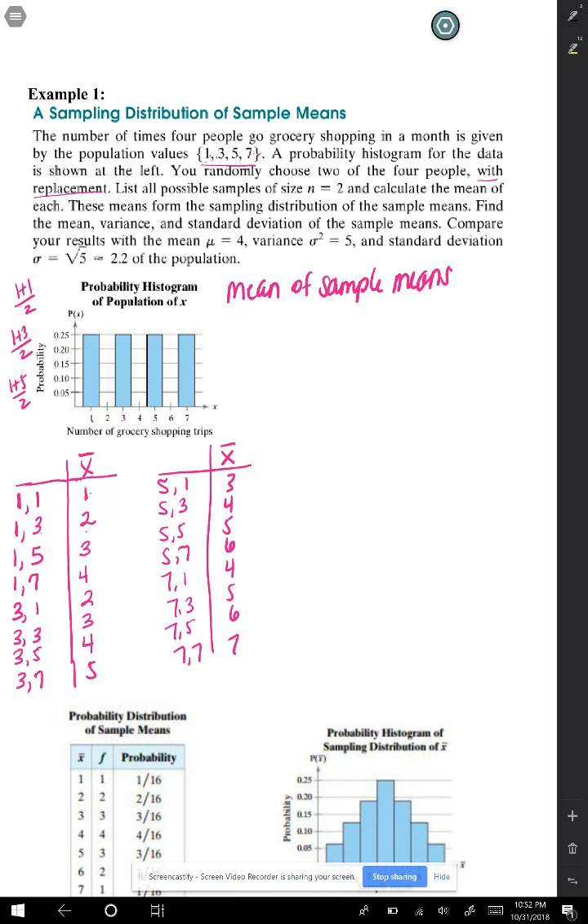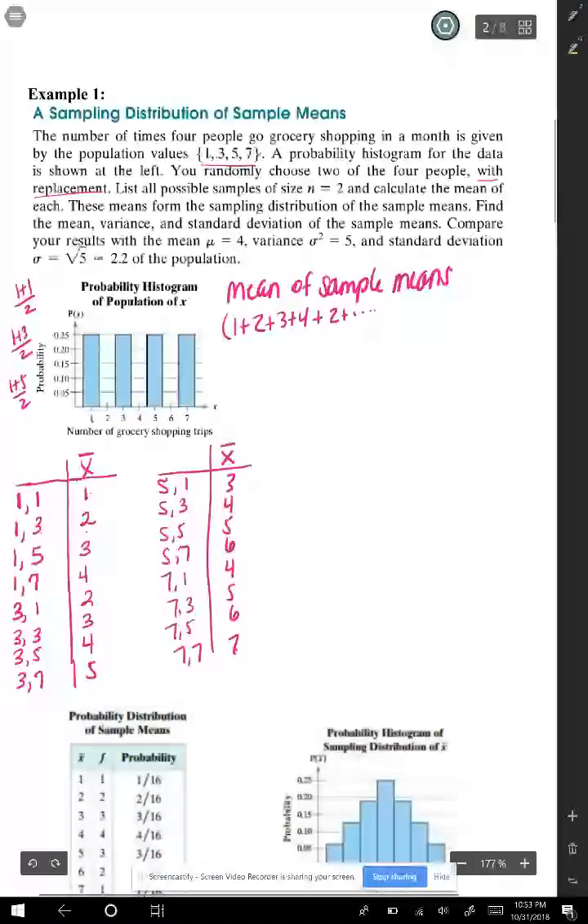So when I add all of these up, and I'm not going to write them all down, I'm just going to give you a start here. So I'm adding 1 plus 2 plus 3 plus 4 plus 2 all the way down until I get to the plus 7. And then there's 16 entries, so I'm going to divide by 16. These numbers all added up give me 64. Divide by 16 would be 4. So the mean of my sample means, so the mu for the mean and then x bar for the sample means, the mean of the sample means is 4.